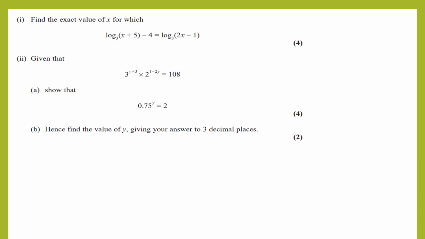The following: find the exact value of x for which log of x plus 5 to the base 3 minus 4 equals log of 2x minus 1 to the base 3. So let's see part I. How do we solve it?